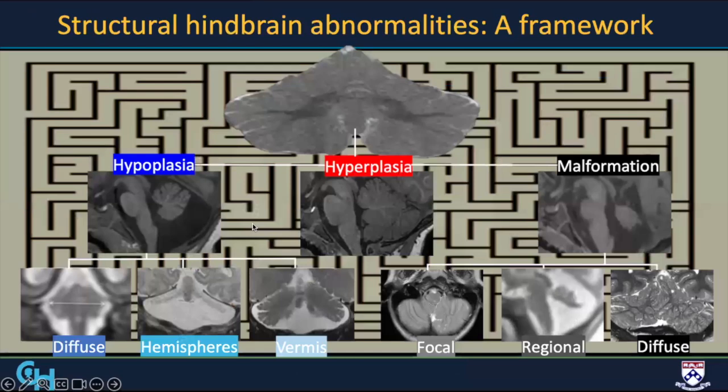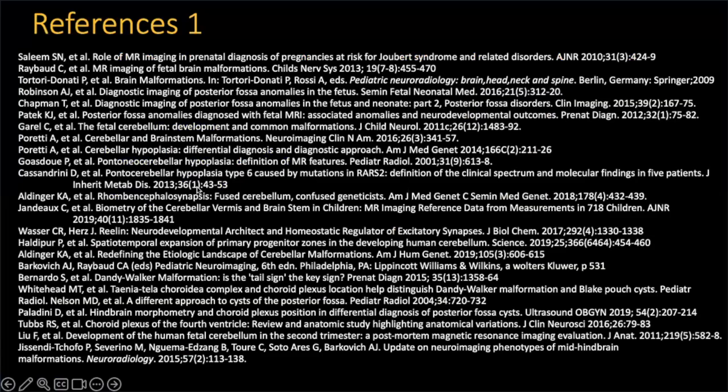Okay, so I hope this has been helpful. And to review, I'd like to classify hindbrain abnormalities based on whether the dominant finding is hypoplasia, hyperplasia, or frank malformation. Then consider the differential diagnosis based on diffuse, regional, or focal abnormalities.